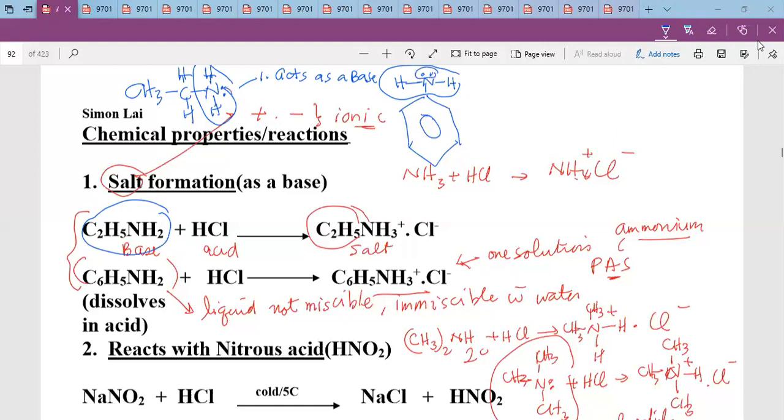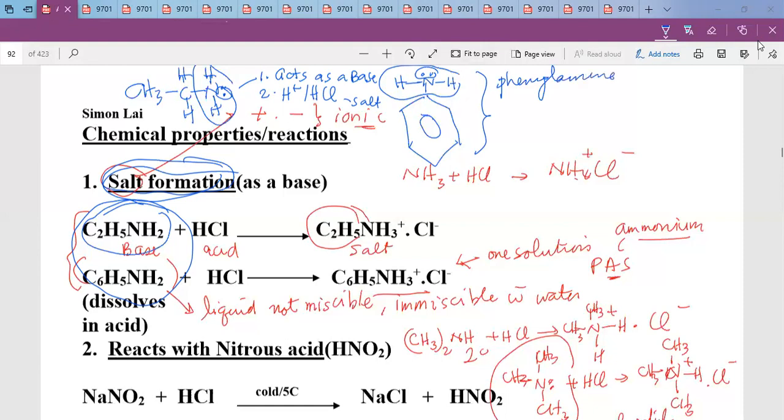So if they act as a base, the first reaction is salt formation, both of them. They will react with an acid, HCl or whatever, to form a salt. Very important. So this first reaction is common for both of them. But your phenylamine has got some extraordinary reactions.